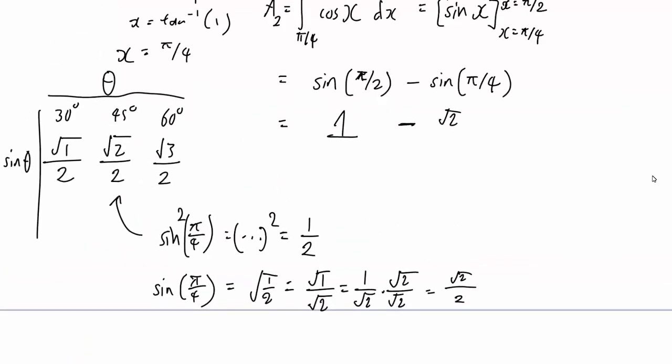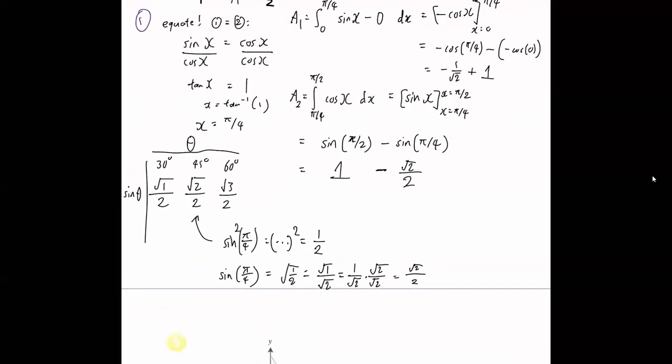Anyways, square root 2 over 2. Very good. Or 1 over root 2. Actually, you know what? Because previously I already wrote down 1 over root 2, I'll follow the same pattern. I'll simplify it down to 1 over root 2. Is that okay? Okay, very good. And finally, therefore, A1 plus A2 will be minus 1 over root 2 plus 1, plus 1 minus 1 over root 2.